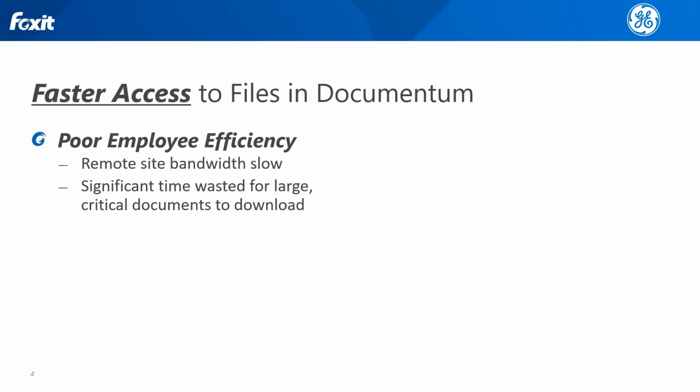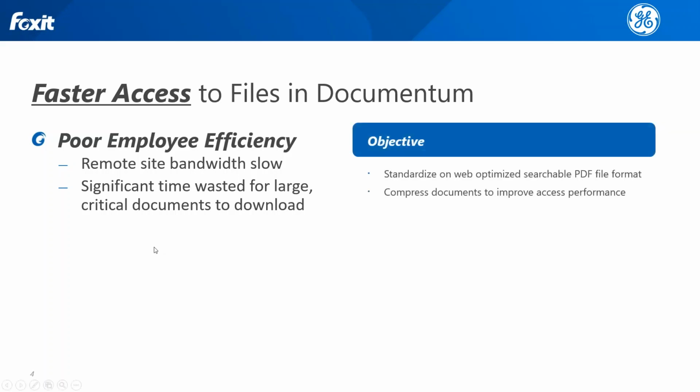Some of these documents were taking anywhere from 4 to 5 minutes to actually download, which is a significant amount of time if you take a step back and think about it. So their objective was to standardize their documents to a web-optimized searchable PDF file. The web optimization was key because it would allow them to download the first page of a document almost instantly, so they don't have to wait for a 50-page or a 100-page document to fully download. The other thing was to compress documents to improve overall access performance.